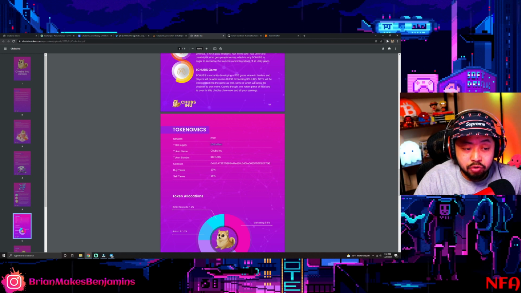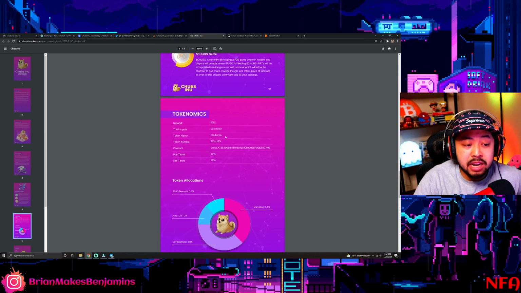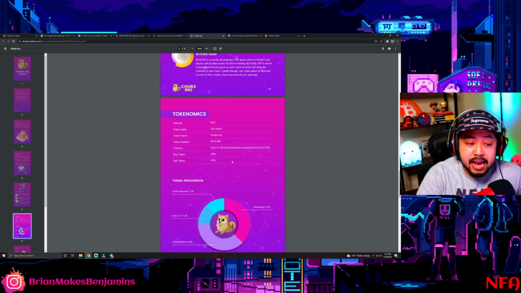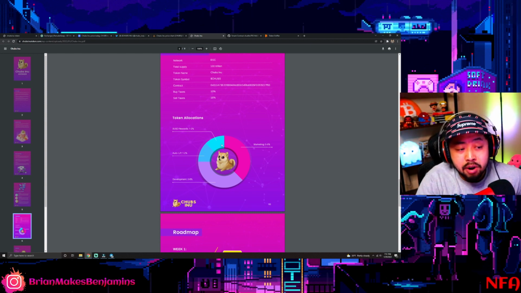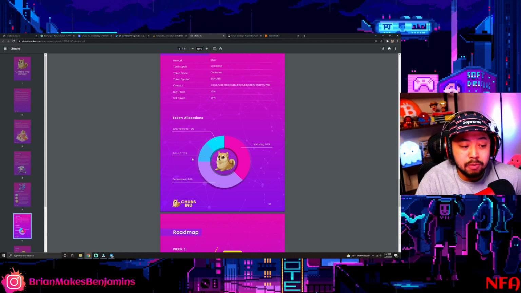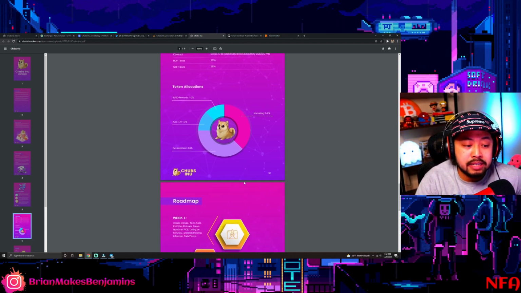There's 100 trillion total supply, the token name, of course, Chubbs Inu, the token symbol Chubbs, the contract right here, the buy tax is 10%, the sell tax is 16%. And these are the allocations right here: 5 to 6% to marketing, the BUSD rewards is 1 to 2%, the auto LP is 1 to 2%, and development is 3 to 6%.